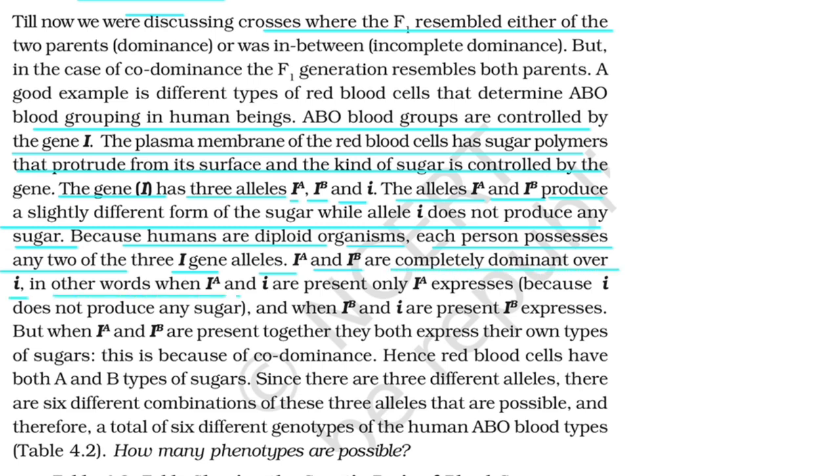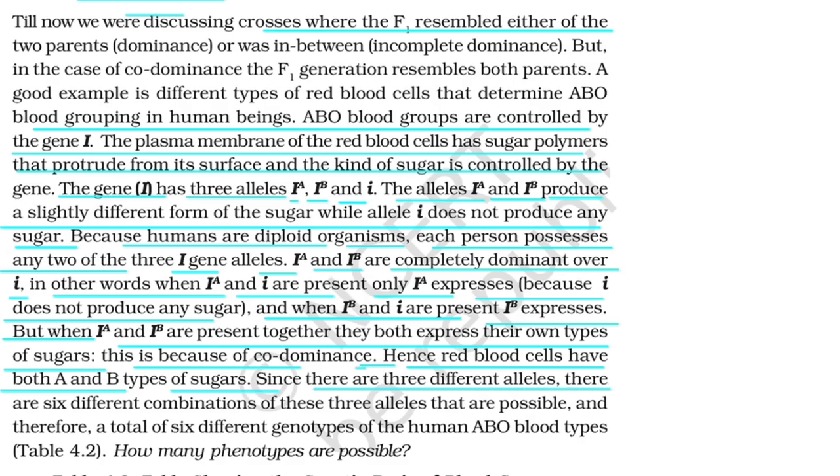In other words, when IA and i are present, only IA expresses because i does not produce any sugar, and when IB and i are present, IB expresses. But when IA and IB are present together, they both express their own types of sugars. This is because of codominance. Hence, red blood cells have both A and B types of sugars.